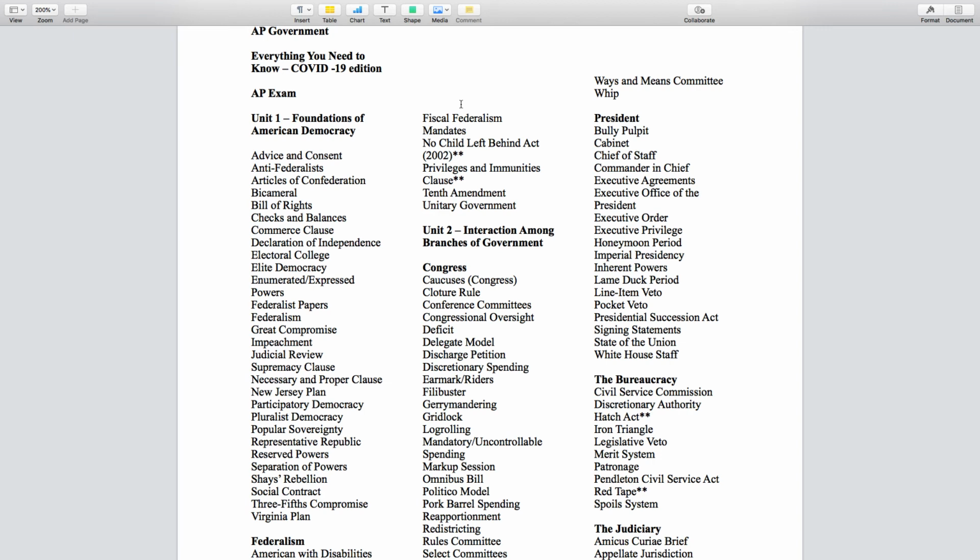Mandates, we've already been through the mandates. Americans with Disabilities Act is a great example. Clean Air Act as well is a good example. All right. And I think it's really important to know those laws because those could be that second piece of evidence in those argumentation essays.